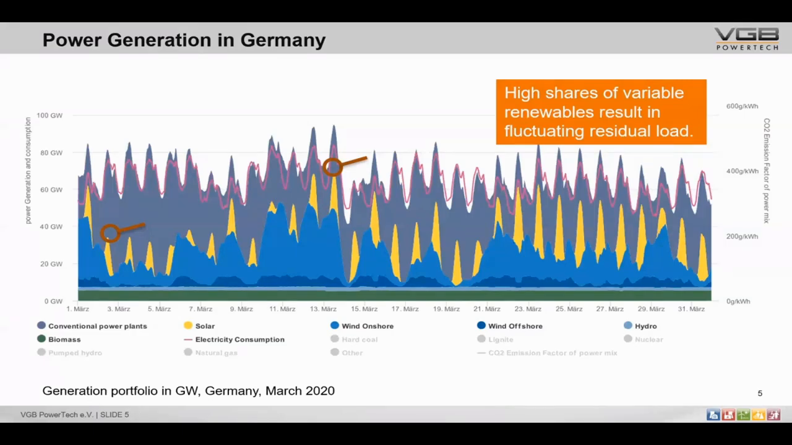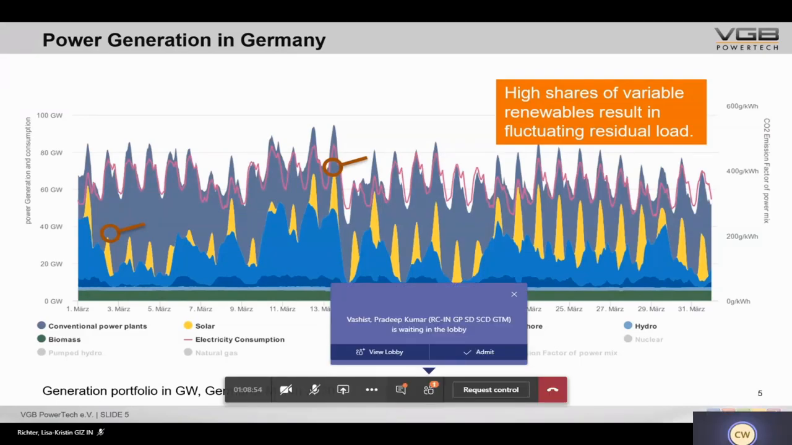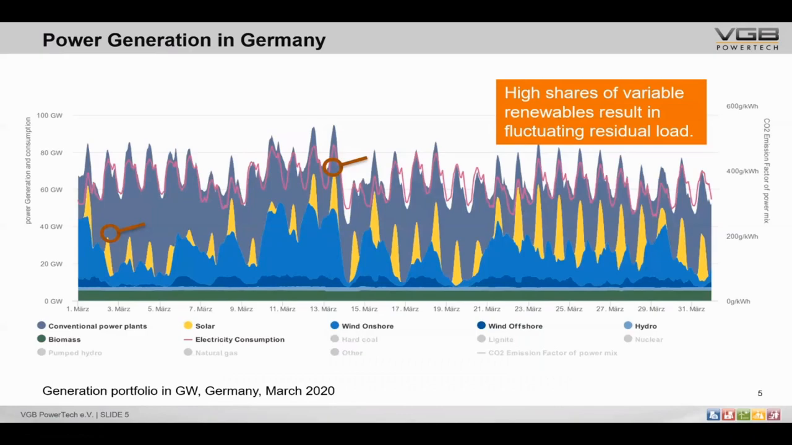So the difference between the variable renewable feed-in and the energy demand is the so-called residual load. And this residual load needs to be supplied by other sources, and these are mainly conventional dispatchable power plants. So the higher the share of variable renewables, the higher the fluctuation of this residual load. So here you see another situation at the beginning of March. So less sunshine and wind, so the difference, the residual load here is quite higher. And so this needs to be compensated then by the conventional fleet. Just to complement this, the peak load demand in Germany is about 80 gigawatt.